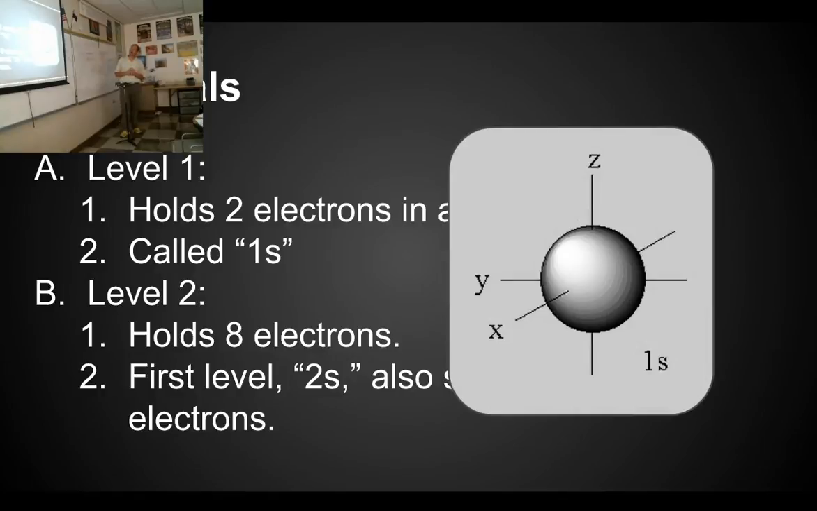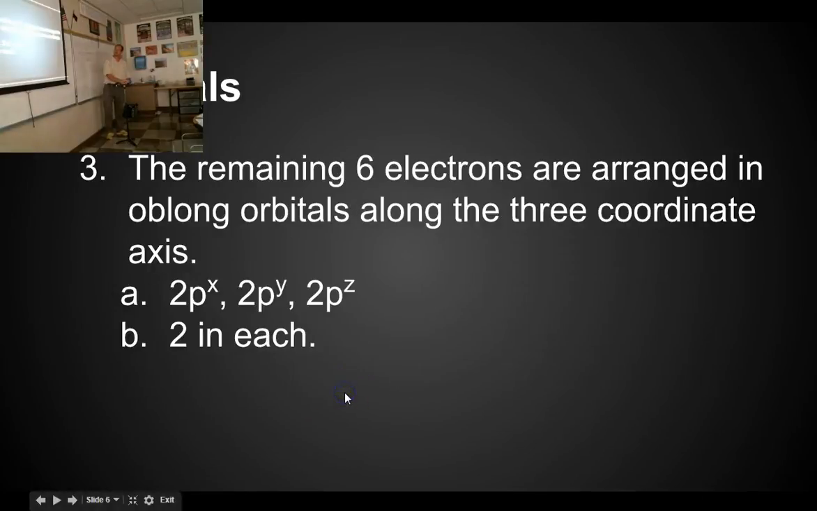So here's 1s, a ball oriented around the nucleus. The nucleus is at the origin of the system, where X, Y, and Z meet. And then there's a cloud close to the nucleus called 1s, and in there somewhere, I could find 2 electrons, one spinning one direction, one spinning the other. Okay? The next 6 electrons in the p orbital are arranged in oblong orbitals along the 3 coordinate axes. They look like Q-tips. I'll show you a picture here.